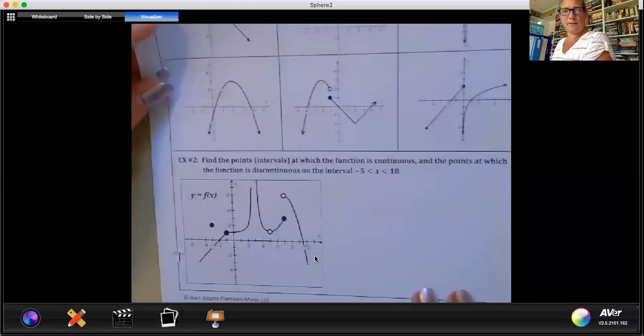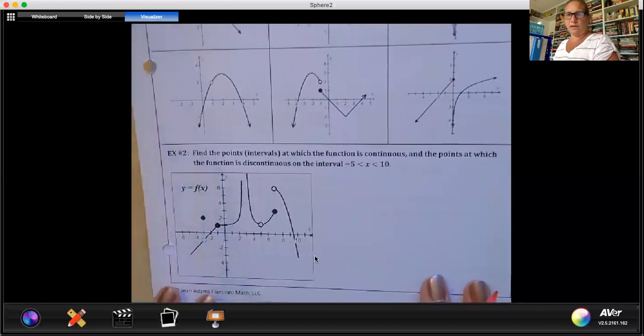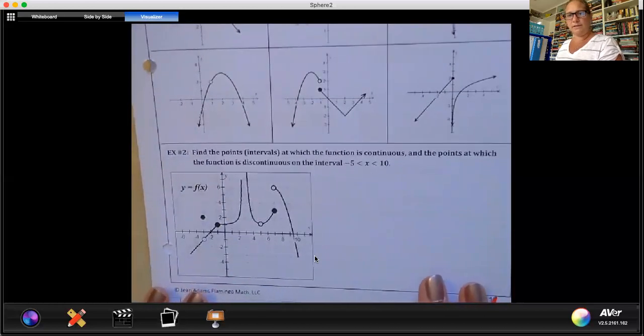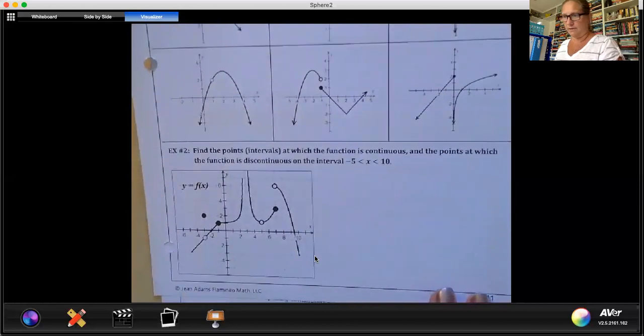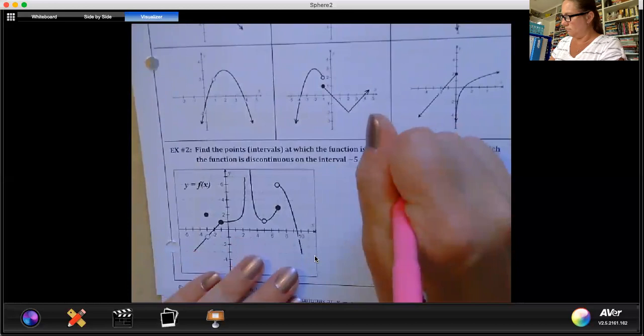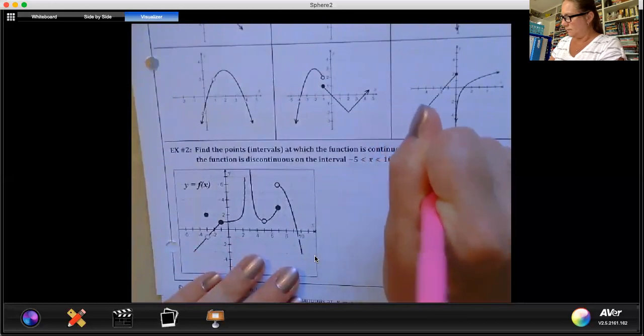Example number 2. Find the points or intervals at which the function is continuous and the points at which the function is discontinuous from -5 to 10. Notice that is going to be an open interval from -5 to 10.